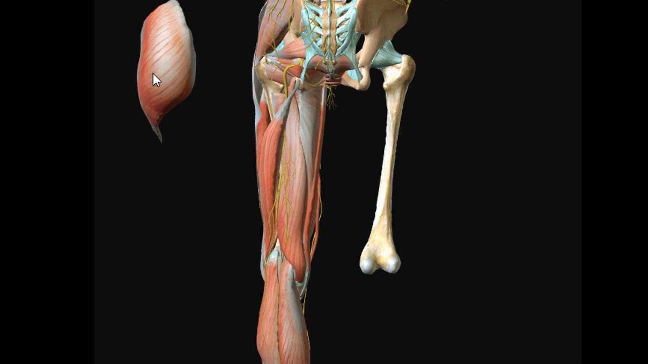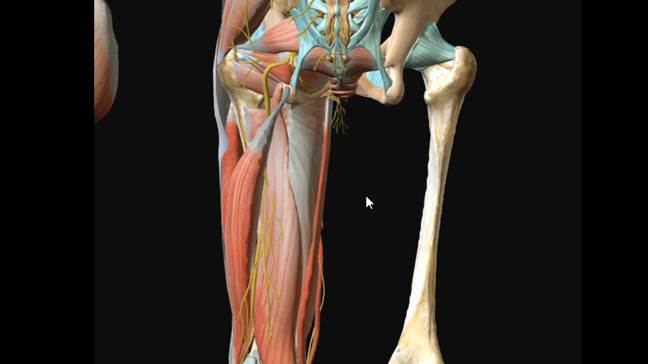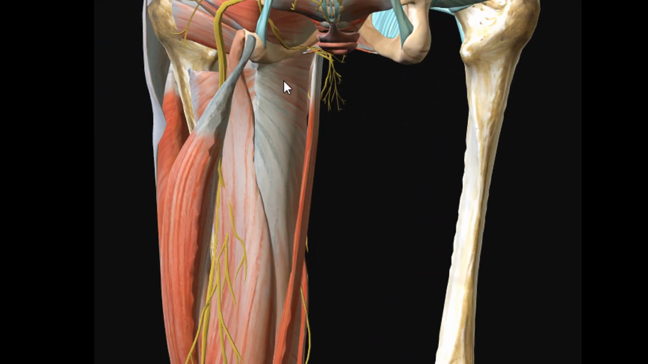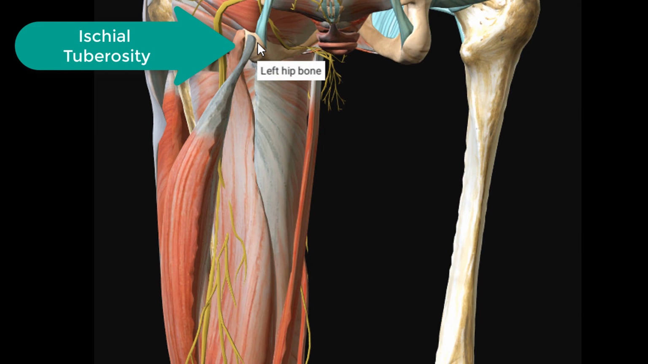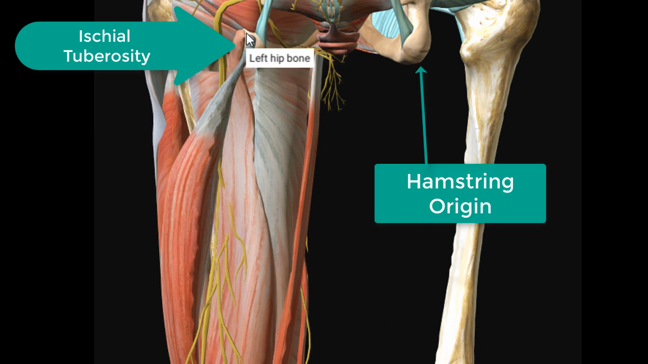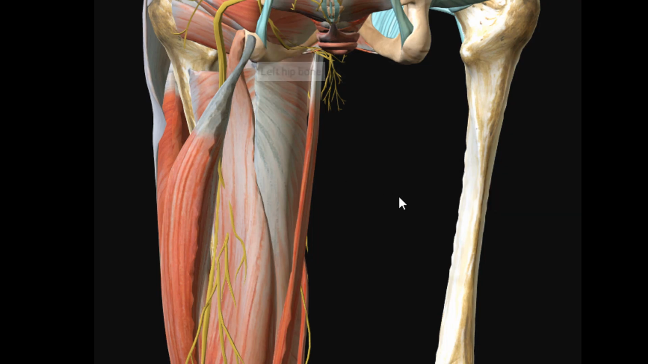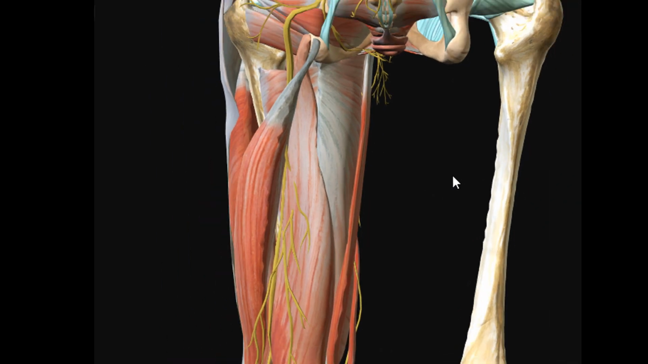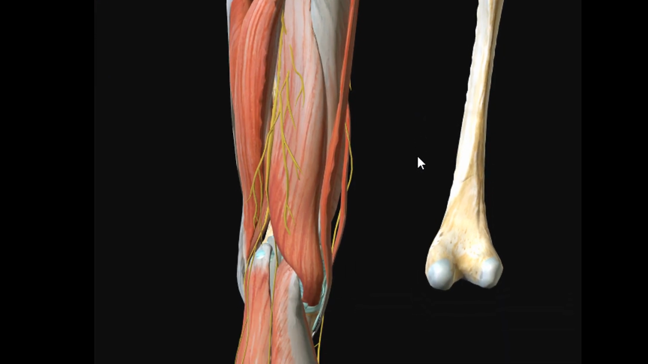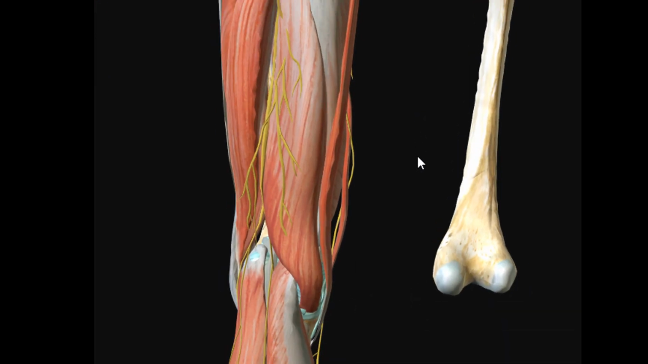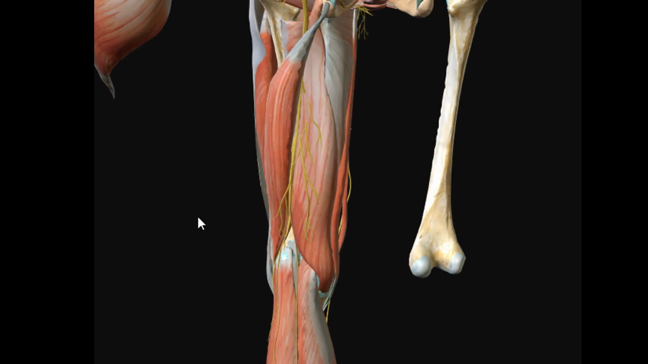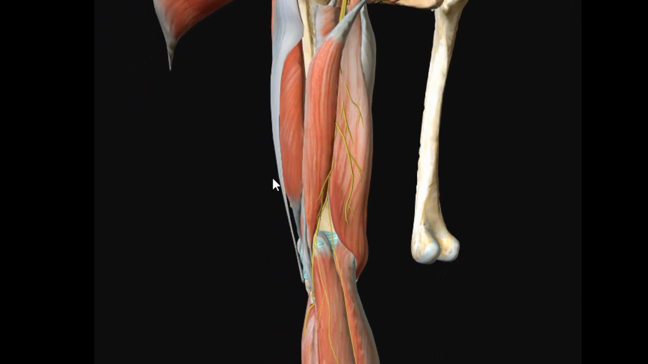So if we remove the gluteus maximus muscle and zoom in, you can see a little bony landmark here, which is the ischial tuberosity. And the ischial tuberosity is the common origin for the hamstring muscle group. So the ischial tuberosity is the common origin, and there are various distal insertions. So let's start with the lateral hamstring. So the most lateral is the biceps femoris.